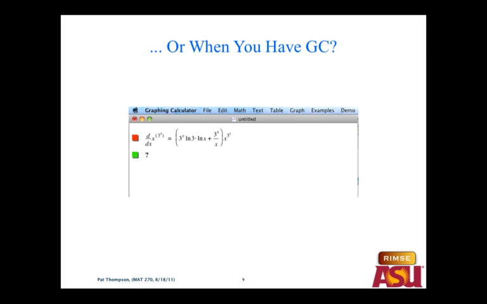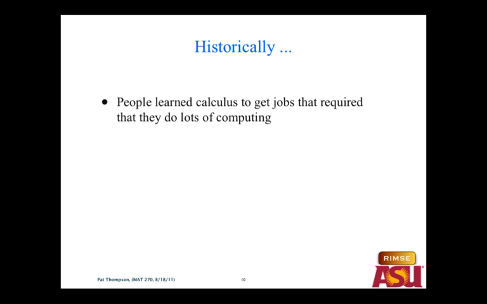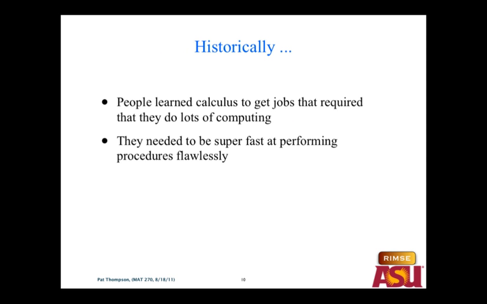So if we have this technology to do this, then let's use it, and let's use it appropriately. Let's not pretend that it's not there and take hours and hours doing things by hand that technology could do in a second. But historically that was the case. People learned calculus to get jobs that required lots of computing. They had to be super fast at performing the procedures flawlessly because we didn't have the technology to do it.